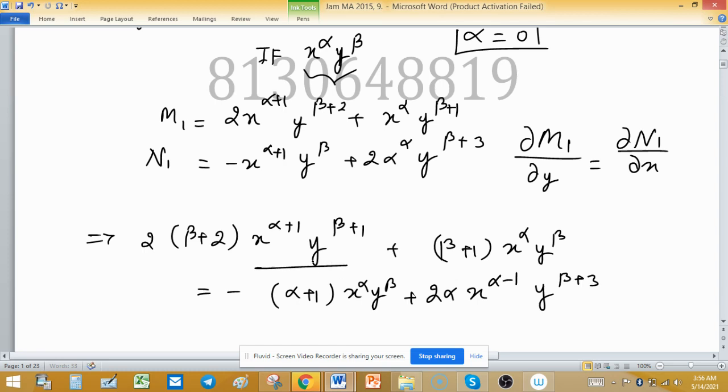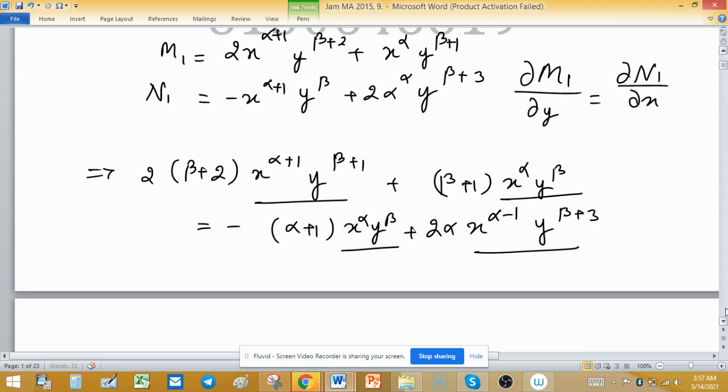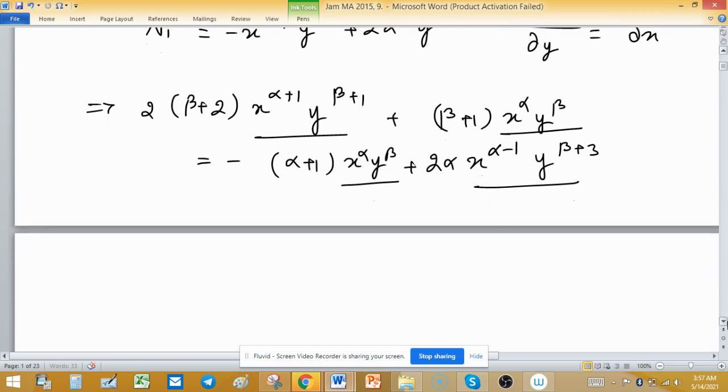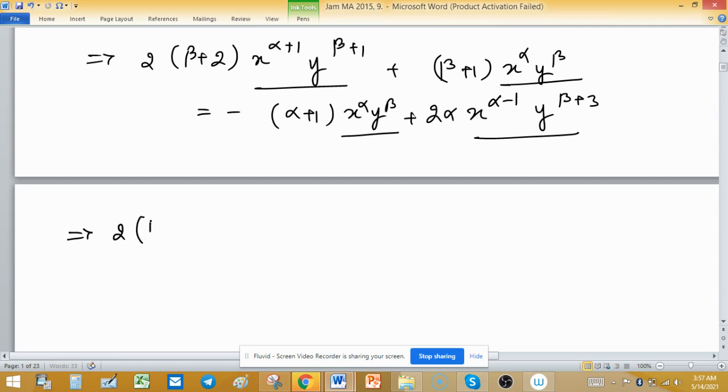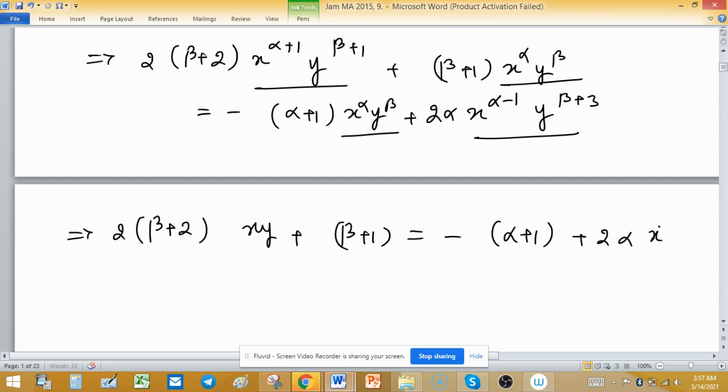In this condition, every term has x raised to the power alpha and y raised to the power beta. So we take x raised to the power alpha, y raised to the power beta as common, or we can divide the equation throughout. After dividing, we obtain 2(beta plus 2) xy plus (beta plus 1) is equal to minus (alpha plus 1) plus 2 alpha x raised to the power minus 1, y raised to the power 3. So we obtained this expression.